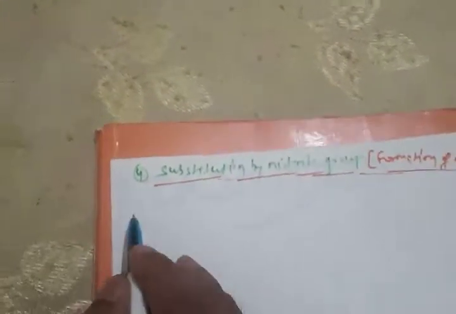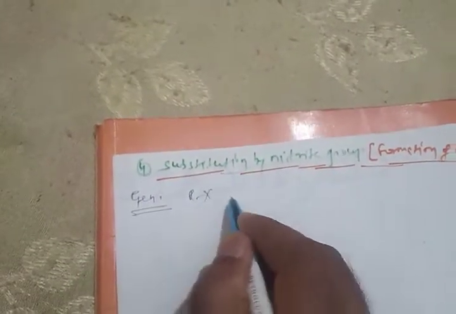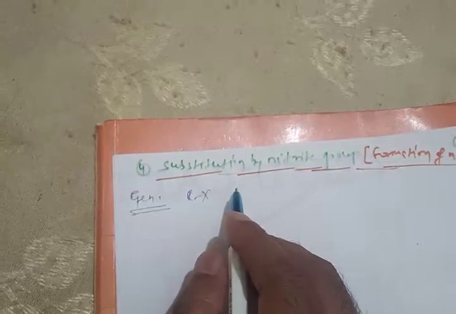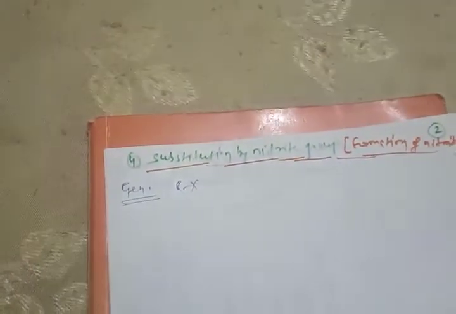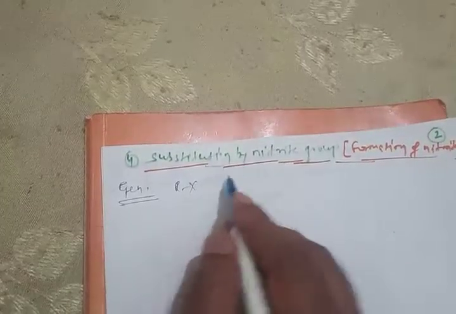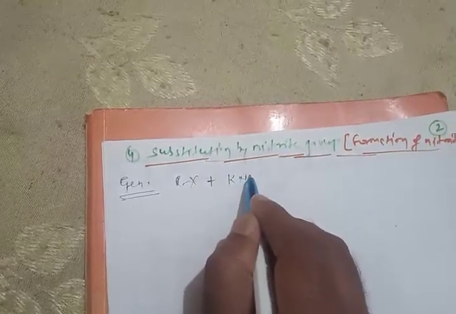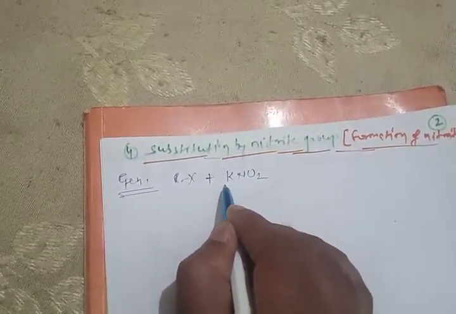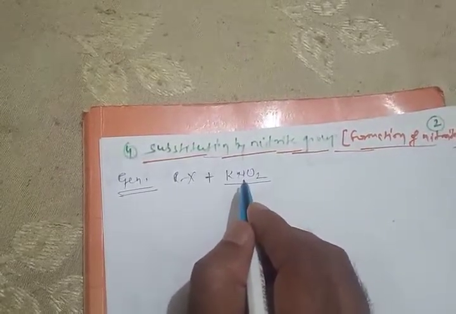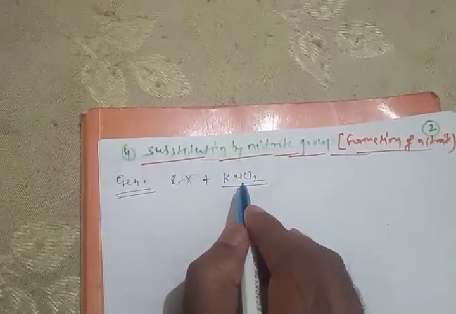So let's start with the general equation. The general equation is RX with nitrite. See, there are two things: one is nitrite and the other is nitrate. I'm talking about nitrite, so you can take any nitrite, let's say potassium nitrite. Potassium nitrite is KNO2. You can write it like this, but this is not the correct representation of potassium nitrite.